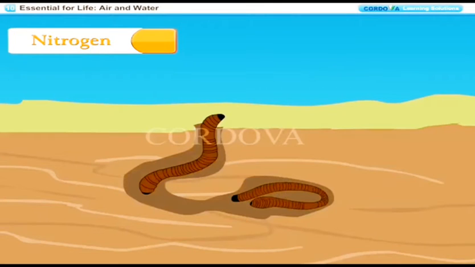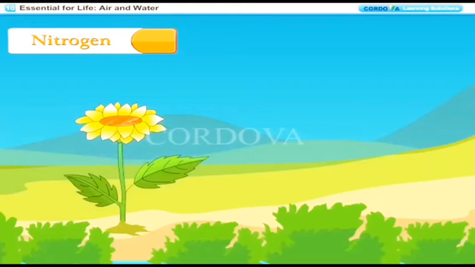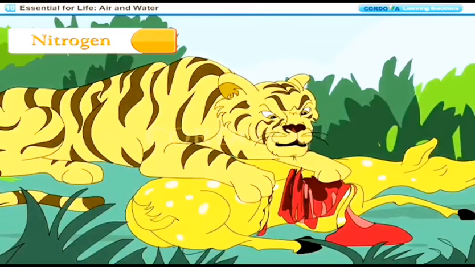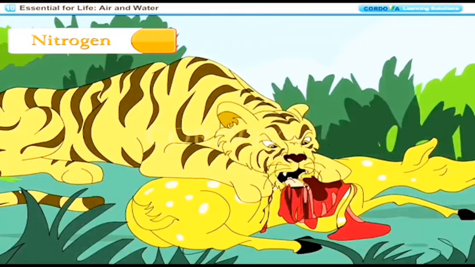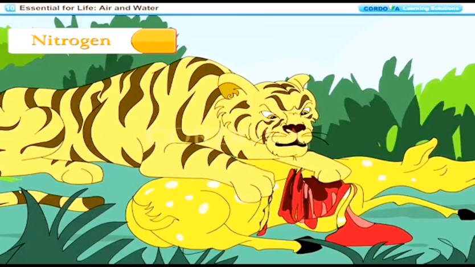Nitrogen. All living things require nitrogen for their growth, but they cannot use nitrogen directly from the air. Most of the plants take nitrogen from the soil. Animals get nitrogen from the food they eat. It also keeps the process of burning under control.